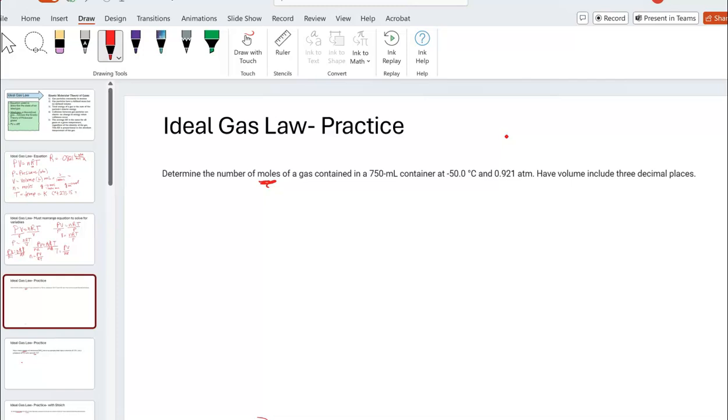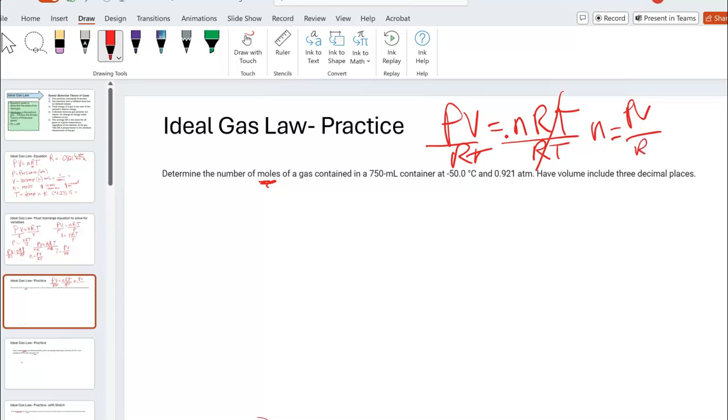So it says determine the number of moles. I'm going to start with my original equation, and I'm solving for n. So I'm going to divide by R and T on both sides, so n is equal to PV over RT. Now I'm going to look at the rest of my information. My volume is in milliliters and I need it in liters. So I'm going to take 750 milliliters and divide it by 1,000, since 1,000 milliliters is equal to 1 liter, which gives 0.75 liters. That's my volume.